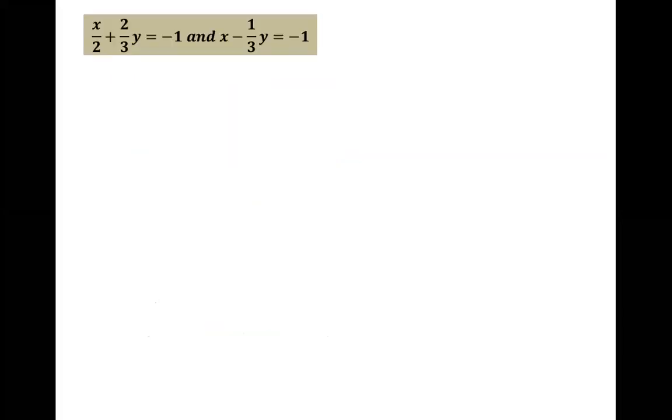This is your x by 2 plus 2 by 3y is equal to -1. And the second equation is 3x minus 1 upon 3y is equal to -1. And I want to find x and y by the elimination method. So let's start without wasting time. This is the last example which I will solve. The remaining you have.